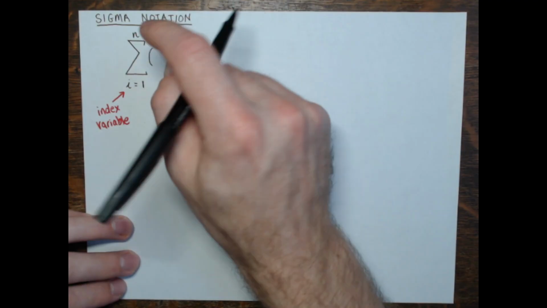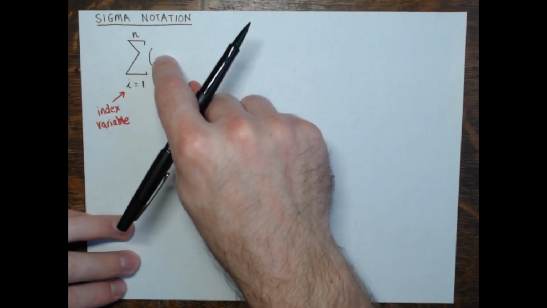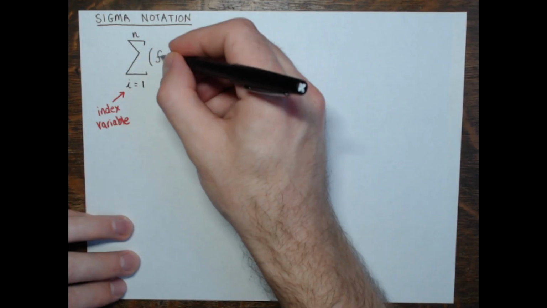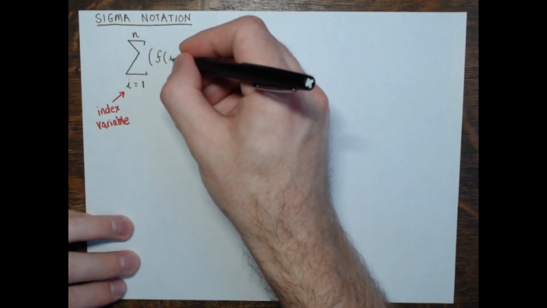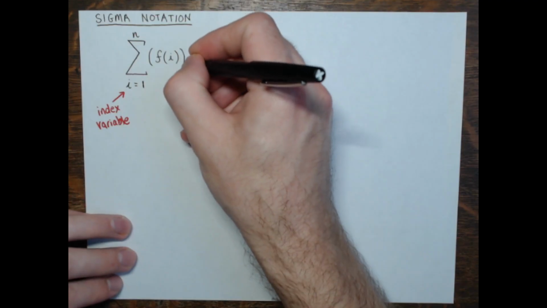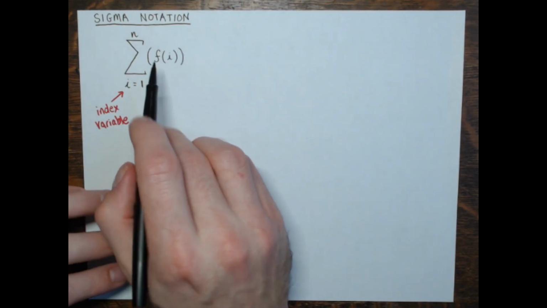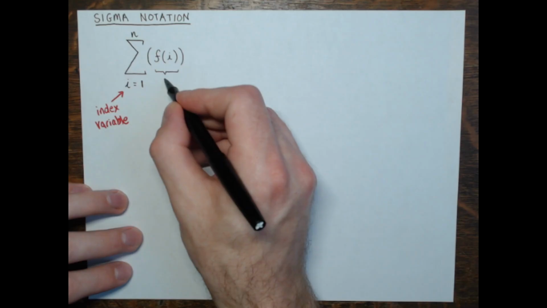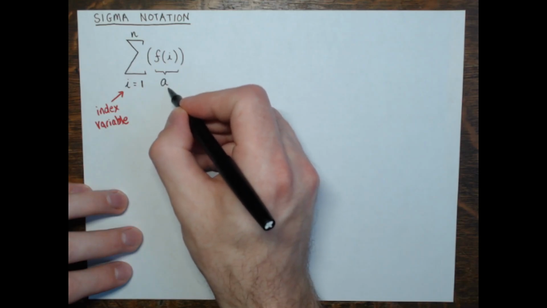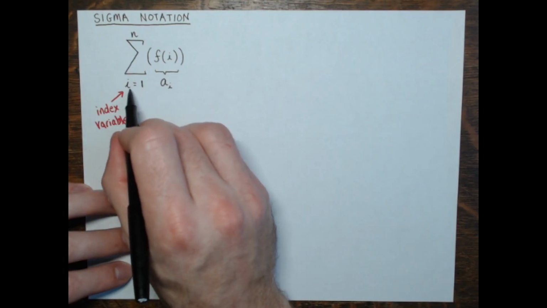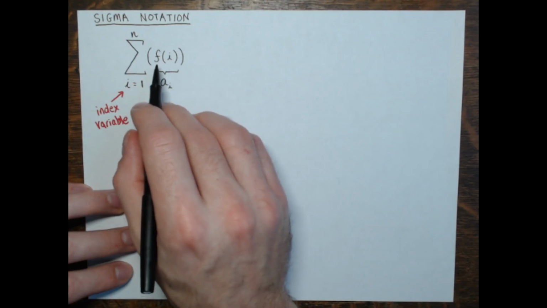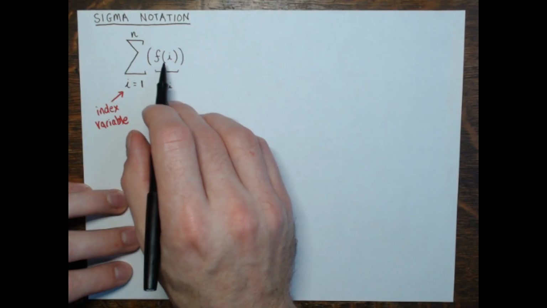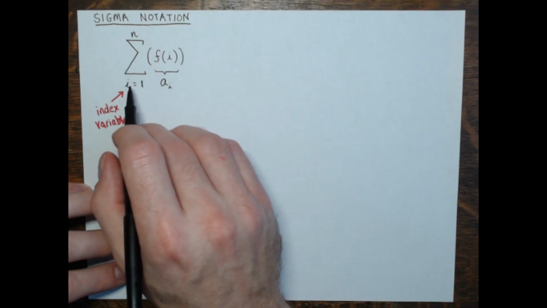And then next to the notation, right to the right of the sigma, you'll see a function, say f of this index variable. Now this is typically denoted as a term of a sequence, so you'll see a lowercase letter with a subscript of the index variable, like a sub i, but it's still just a function, some expression that depends upon this index variable.